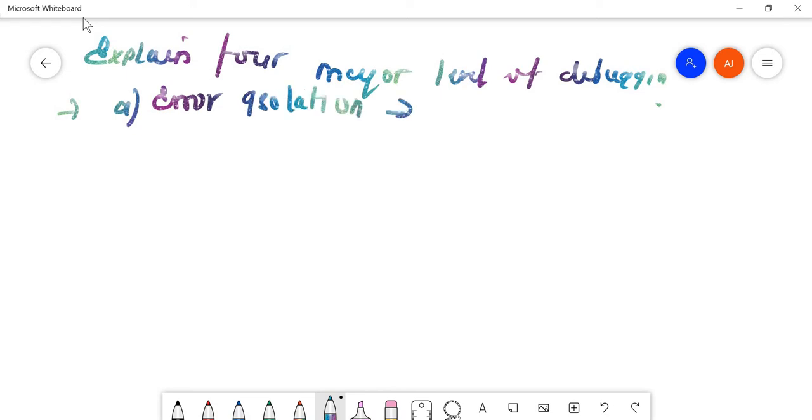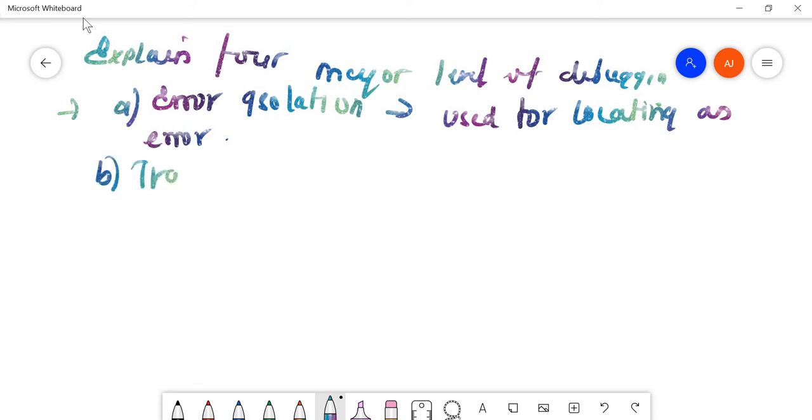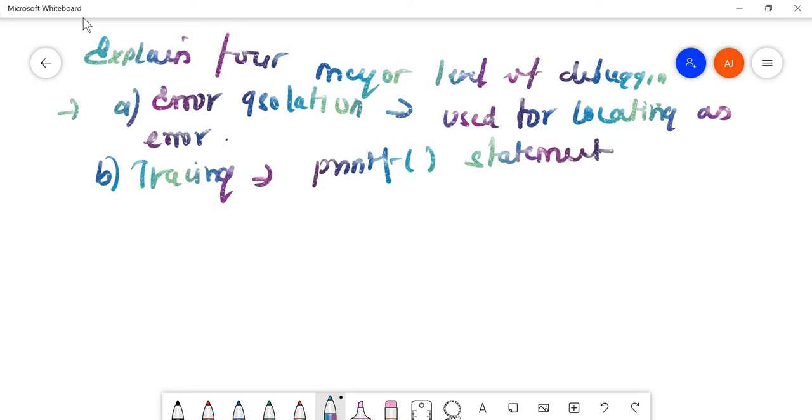Error isolation is used for locating an error: where the error is, and how to isolate it from other code. So it is called locating the error. B is tracing. In this technique we use printf statements to print the value of some important variable.